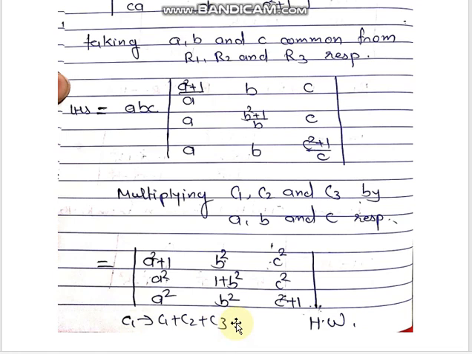Then you take a square plus b square plus c square plus 1 common from column 1. So your column 1 will be 1 1 1 and the remaining 2 columns as they are. Then you can subtract row 1 from row 2 and row 3, so that you will get 0 0, and then you expand it. Okay.